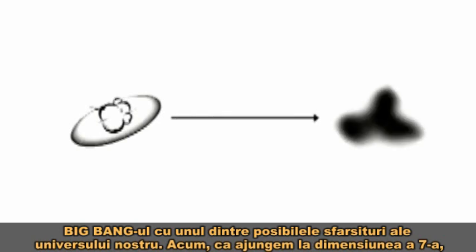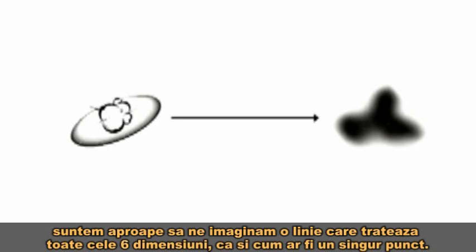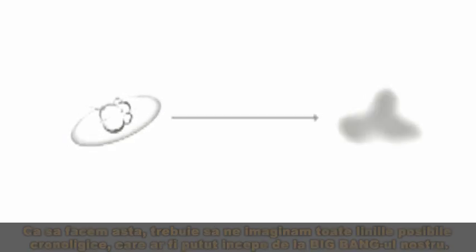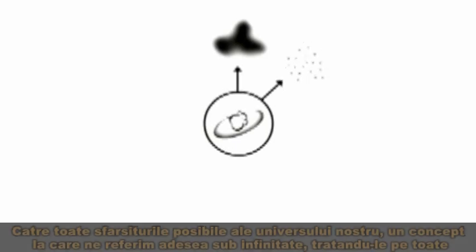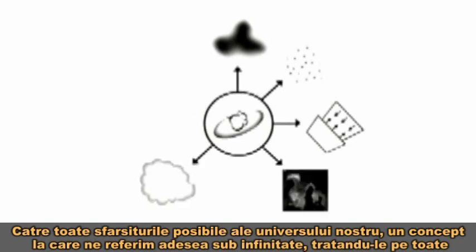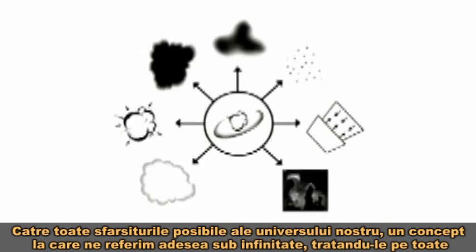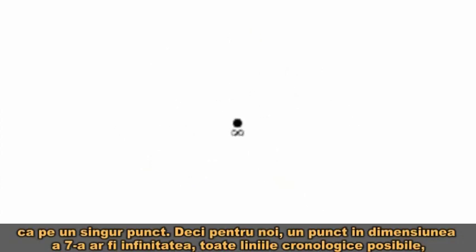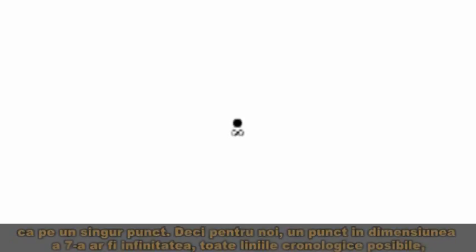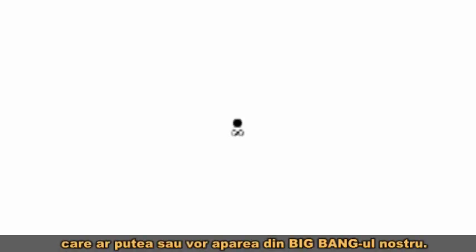Now, as we enter the seventh dimension, we're about to imagine a line which treats the entire sixth dimension as if it were a single point. To do that, we have to imagine all the possible timelines which could have started from our Big Bang, joined to all the possible endings for our universe, a concept which we often refer to as infinity, and treat them all as a single point. So for us, a point in the seventh dimension would be infinity, all possible timelines which could have or will have occurred from our Big Bang.